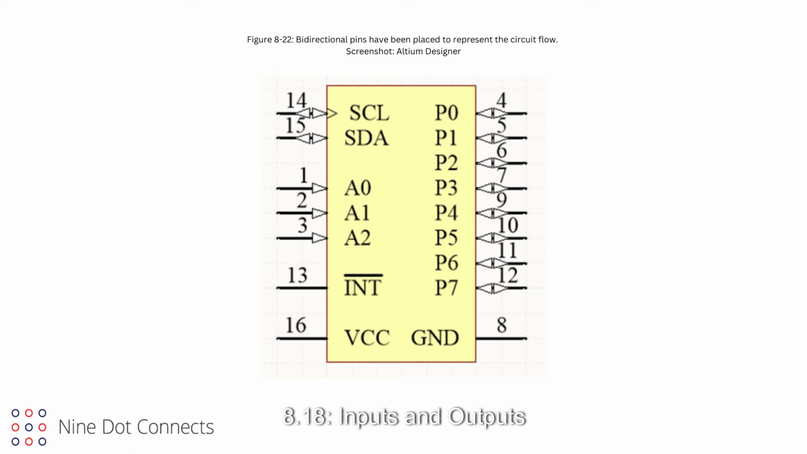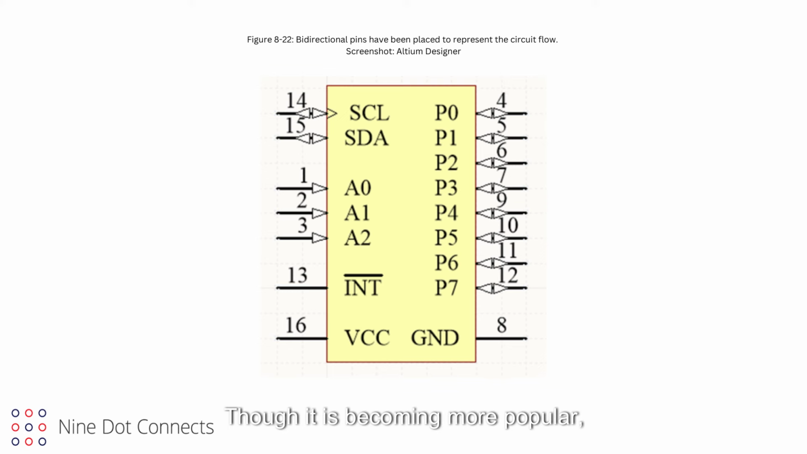8.18. Inputs and outputs. Since schematics are dimensionless, the pins should be arranged to allow the schematic to be read like a book, from left to right. Therefore, inputs should be on the left side with the outputs on the right. Bidirectional pins can be on either side, depending on their purpose. For example, if a bidirectional pin is communicating with a component on its left side, then the bidirectional pin should be placed on the left side of the symbol.